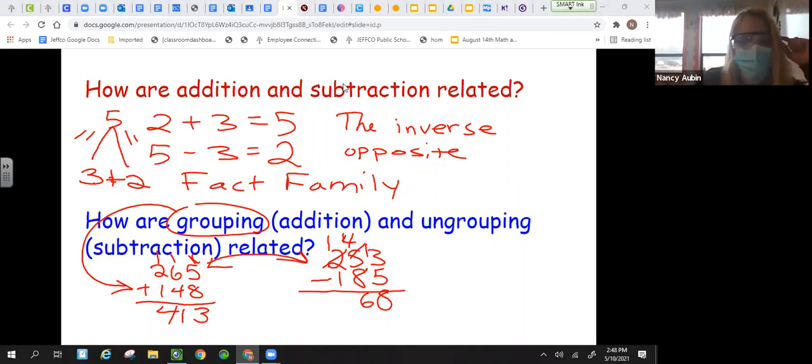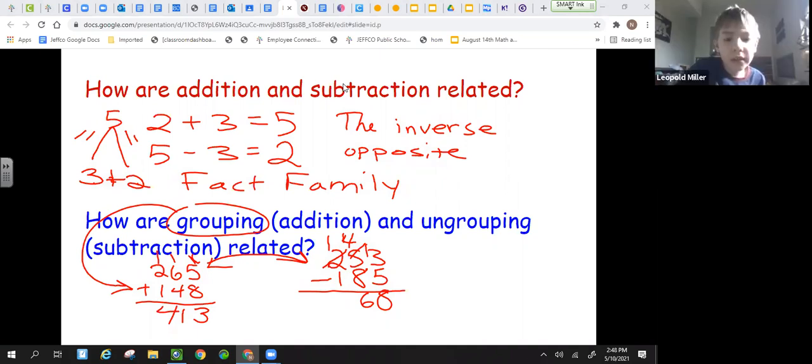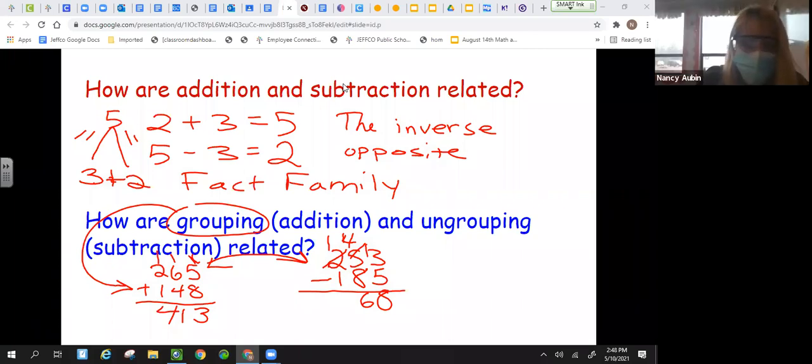Did you see how I did that on the board? So what do they both involve, Leo? What do they both involve? Grouping? They both involve some kind of grouping, right? Even in subtraction, Haley, when you're taking one apart, you're still making a new group, aren't you? Like you do in addition. Good job. All right, I'm going to call out of my handy dandy can. That person's not here. Charlie Carr. How are grouping in addition and ungrouping in subtraction related?